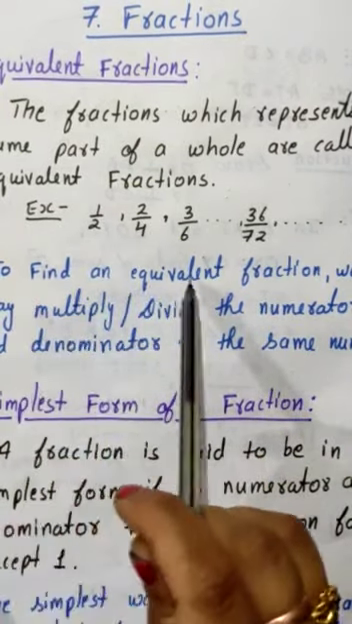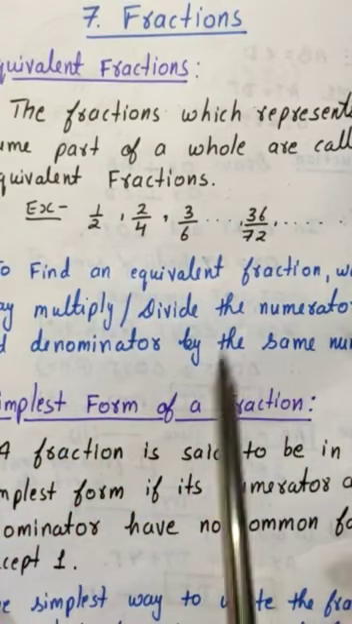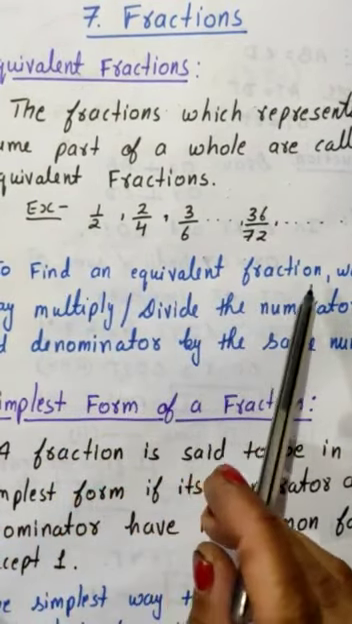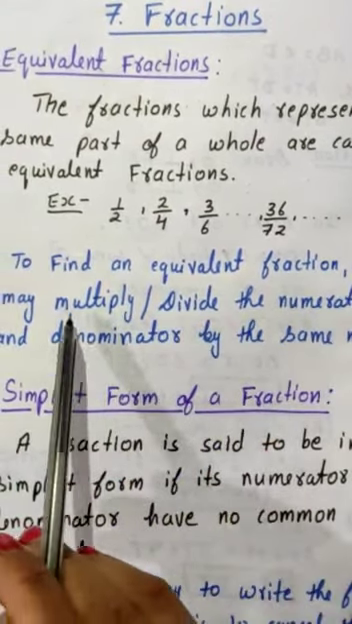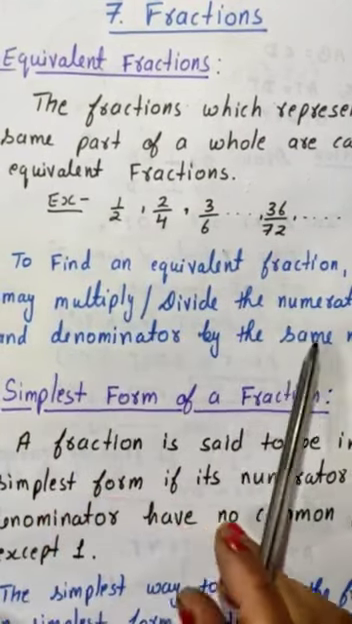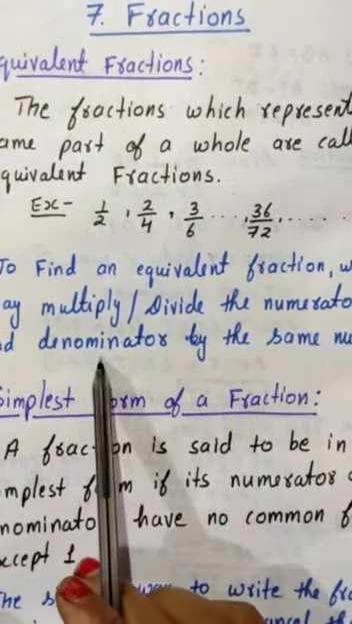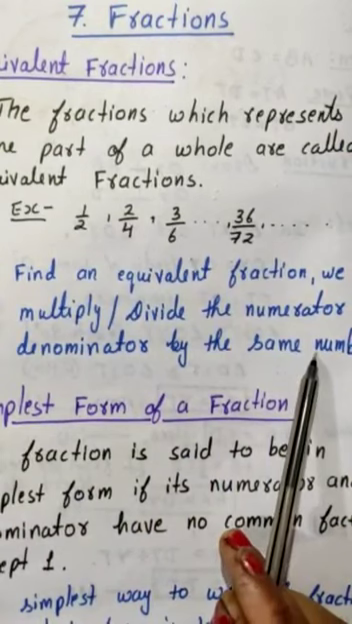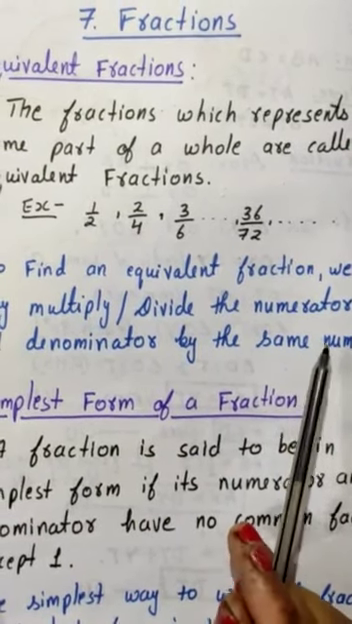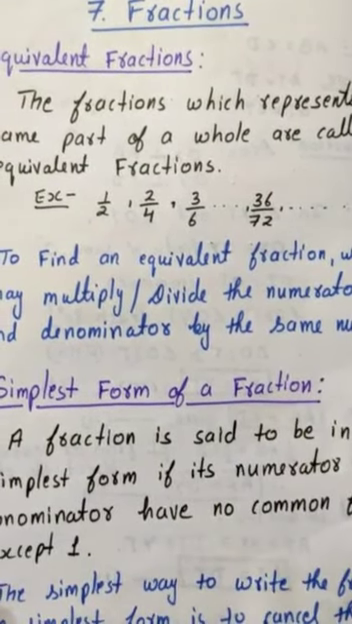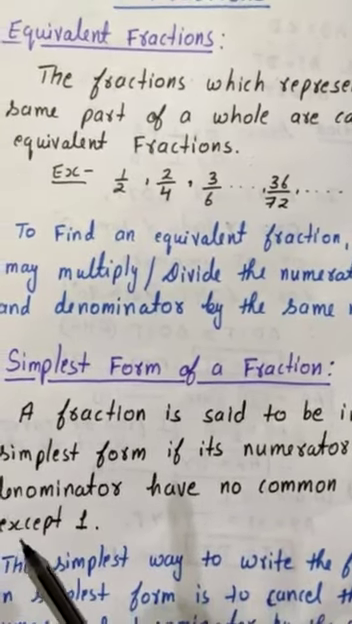Now to find an equivalent fraction, what you have to do, this you have to note down. We may multiply or divide the numerator and denominator by the same number, and thus we will get an equivalent fraction. I hope you all have understood.